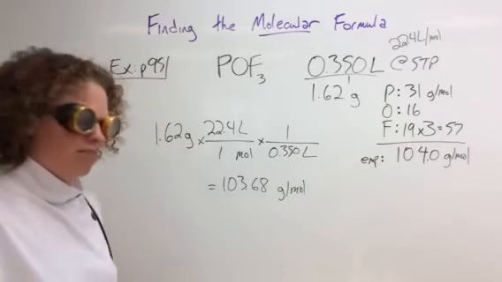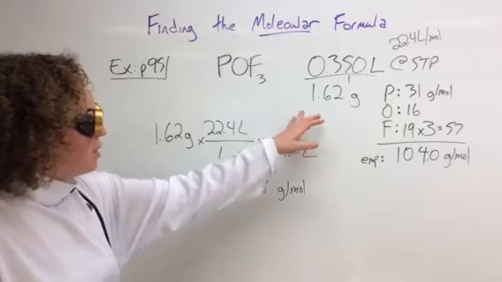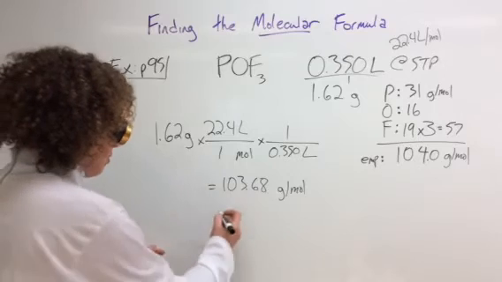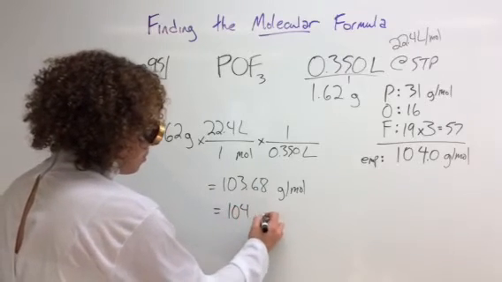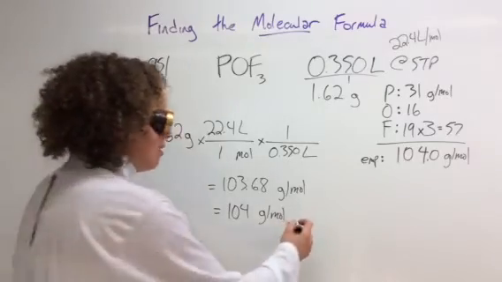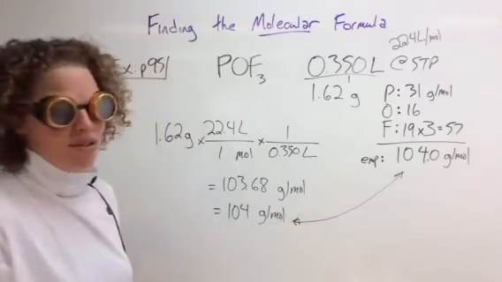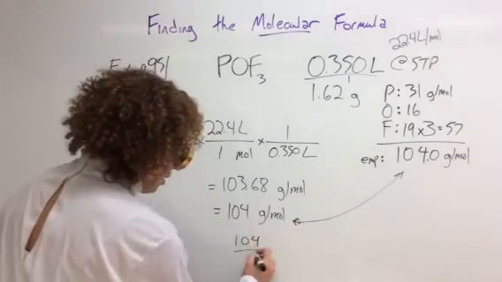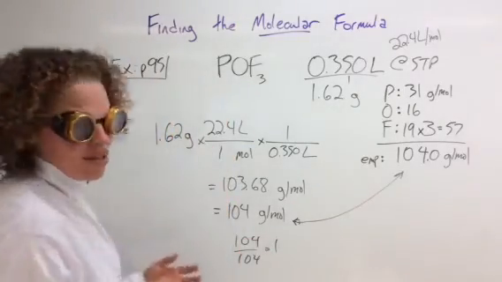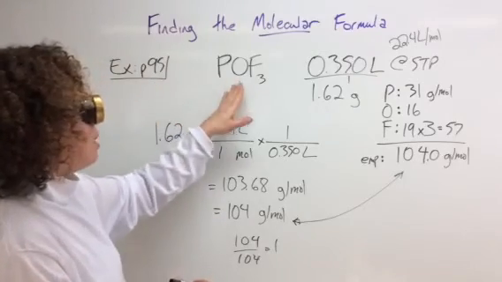Given the fact that I only have 3 significant digits anywhere here, my answer should only be in 3 significant digits, so here I'm going to round it off. Oh, wait. They're an exact match. So that means that I don't even have to, I mean, I could divide. I could go 104 divided by 104 gives me 1. Yay, 1! Now I'm going to multiply that by, yeah, it's all the same. So basically we just confirmed that yes, in fact, it is POF3.